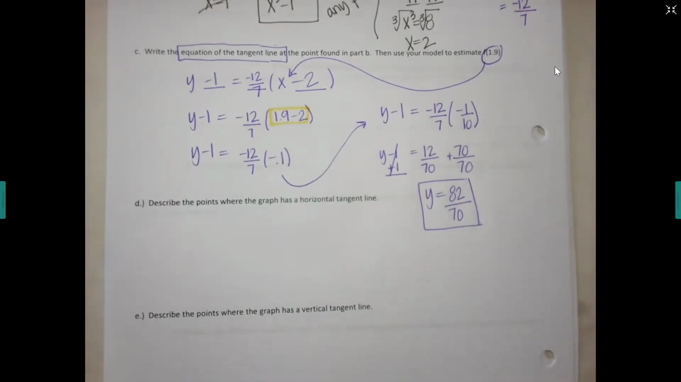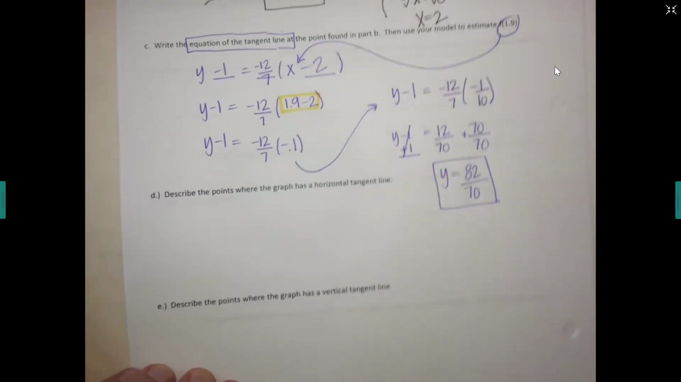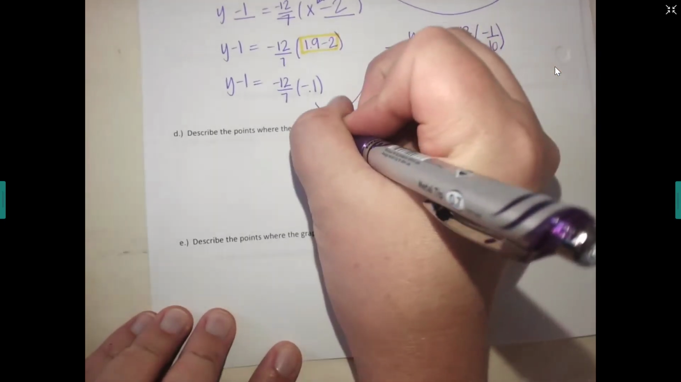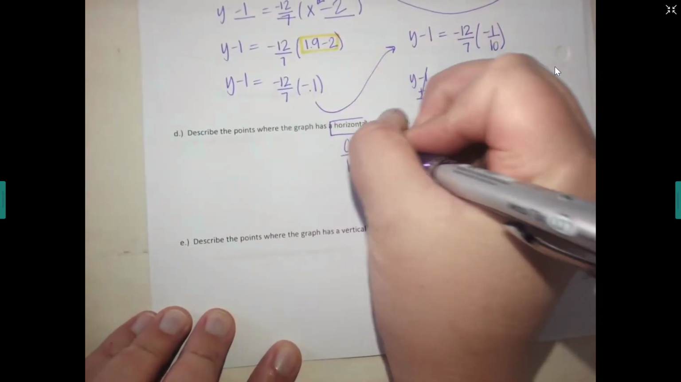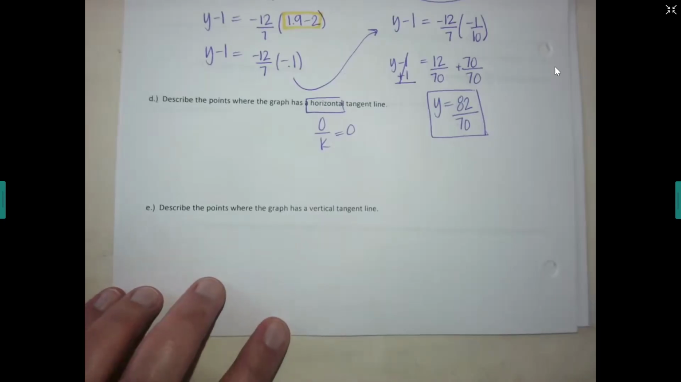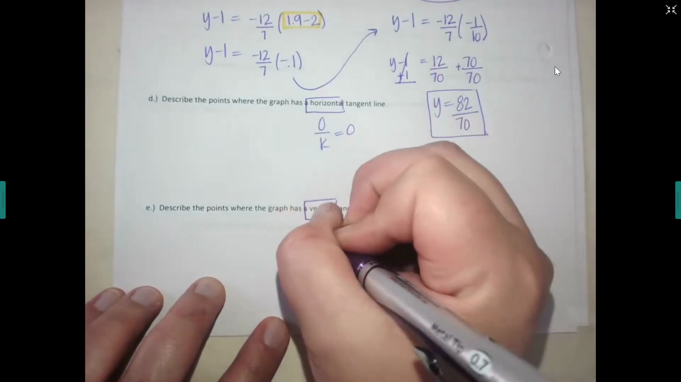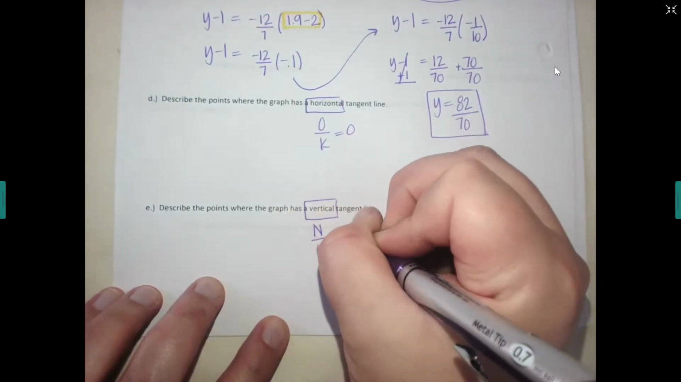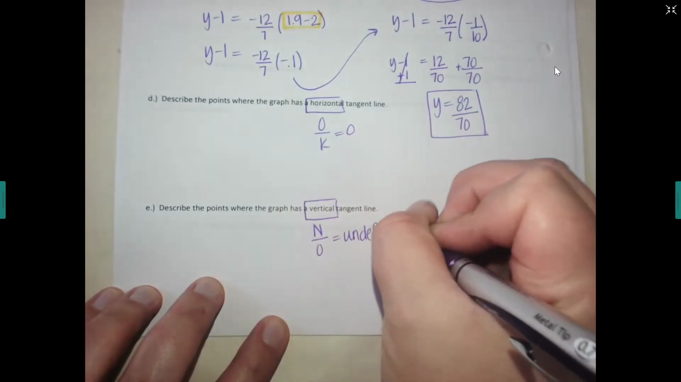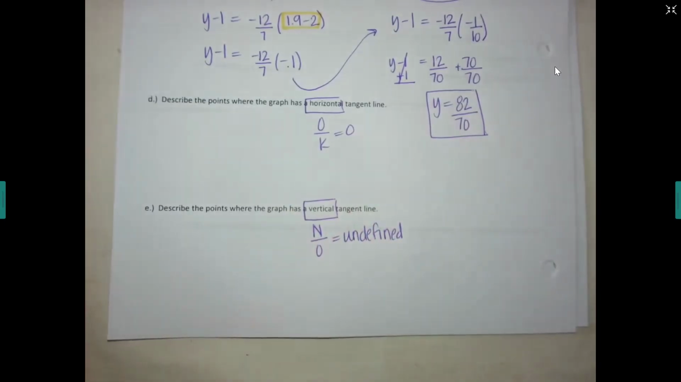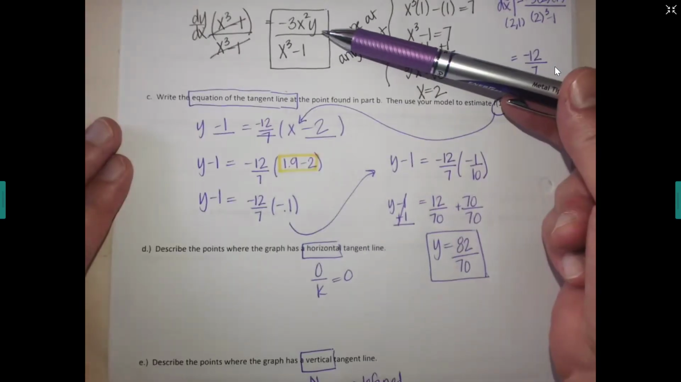For a horizontal tangent line, do I want okay or no? No. So horizontal, okay, because that gives me 0. Versus vertical, I want no to get an undefined slope. So if it asks you on your homework for a horizontal, you're letting the top equal 0. Vertical, you're letting the bottom equal 0. And when I say top and bottom, I mean of this dy dx.